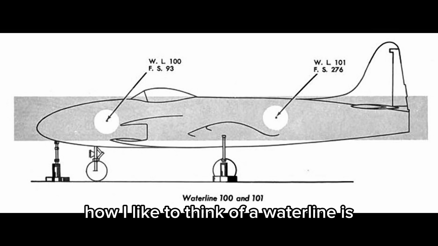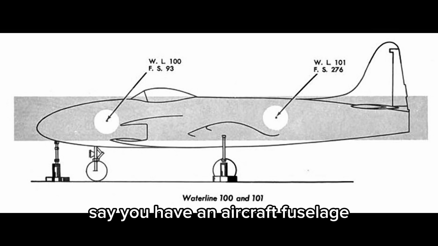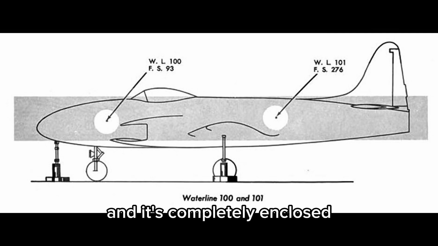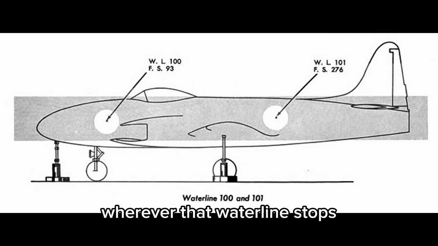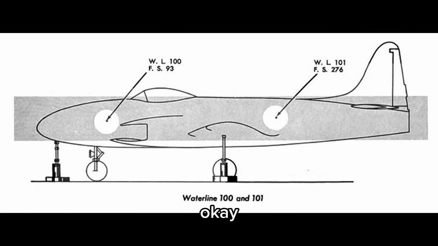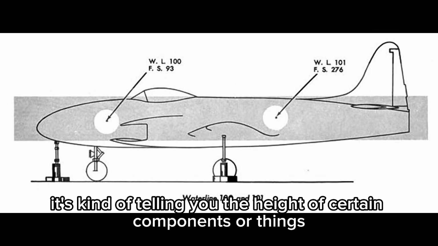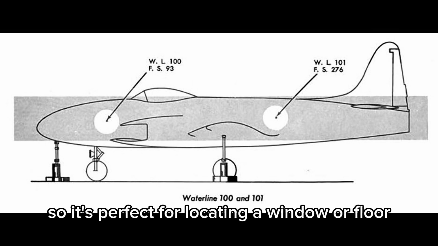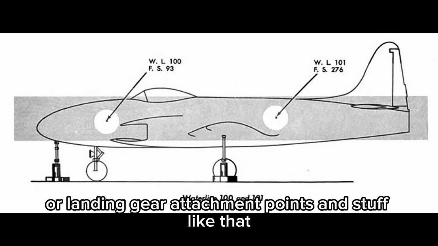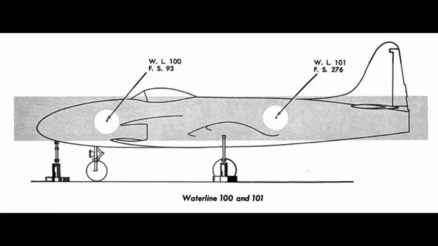How I like to think of a waterline is, say you have an aircraft fuselage that's completely enclosed and you're filling it up with water. Wherever that water line stops is where your water line reference number would be. So it's telling you the height of certain components, whatever you're trying to reference. It's perfect for locating a window or floor, wiring runs or landing gear attachment points and stuff like that.